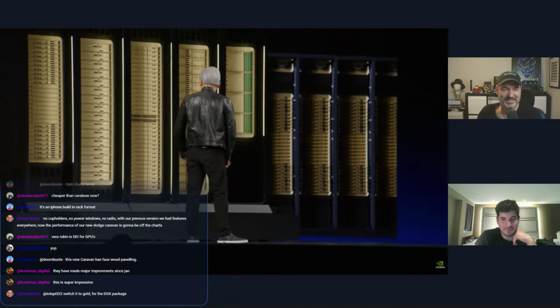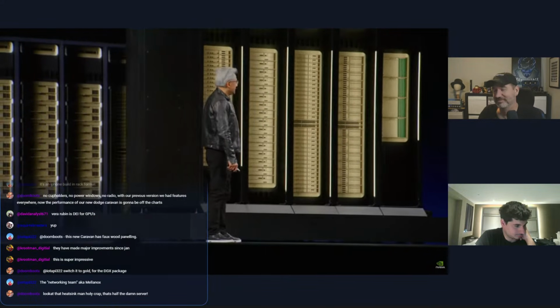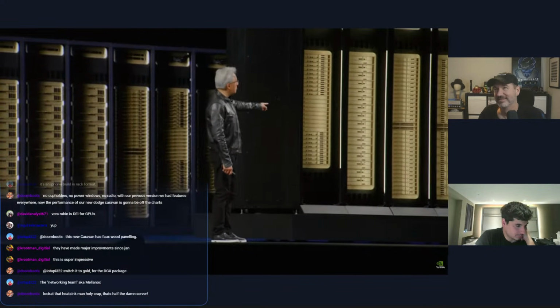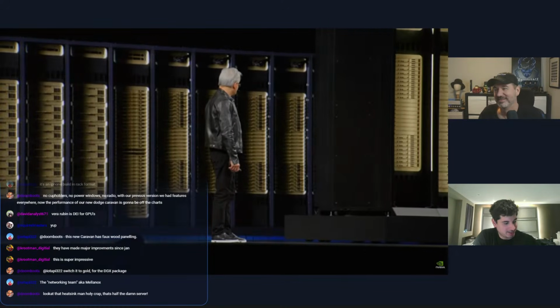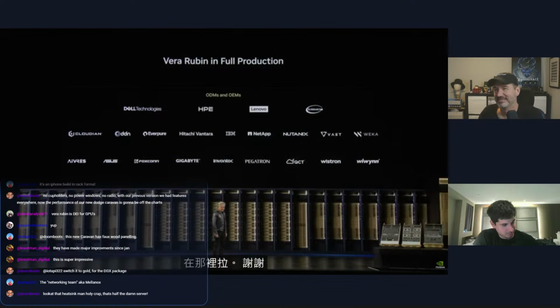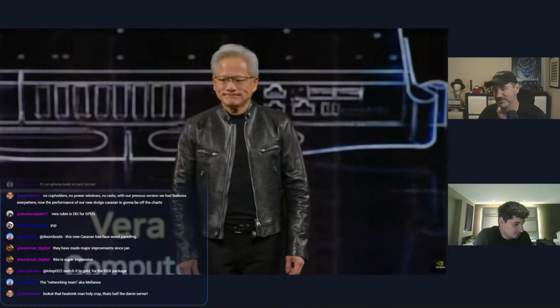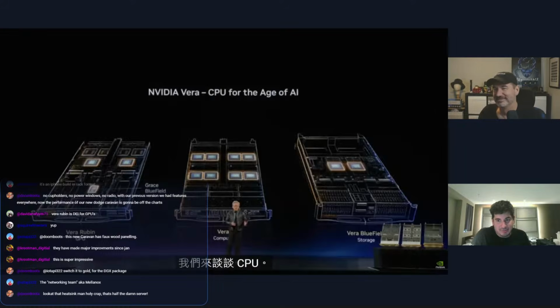What are you laughing at? I'm laughing because he has to prompt them to clap. I think there are 2,000 people back there. Dude, this is all Taiwanese media. None of the Americans are here. They all hate this. He owns this. Okay, let's talk about CPUs. It just is cringeworthy in my opinion.